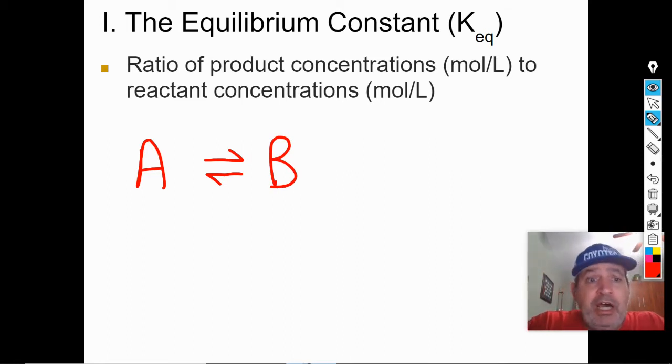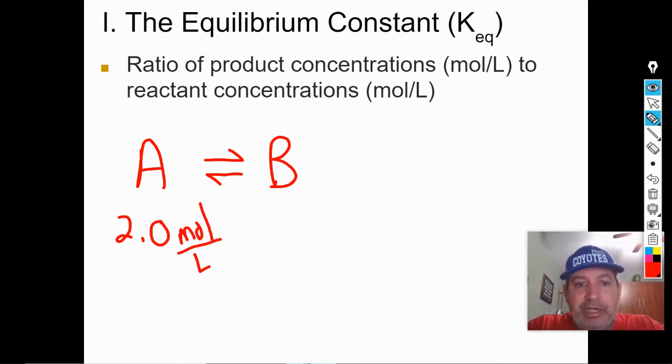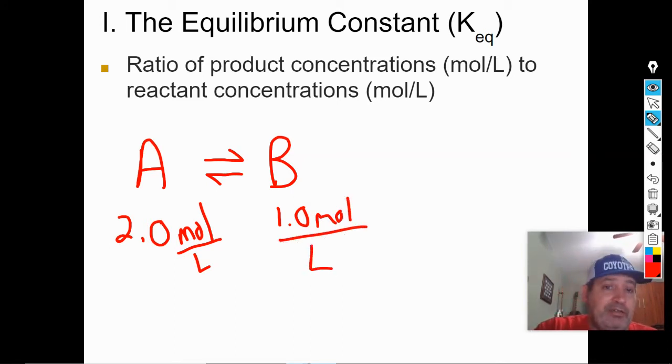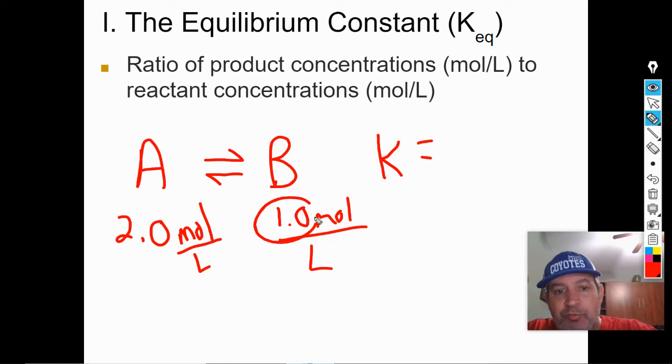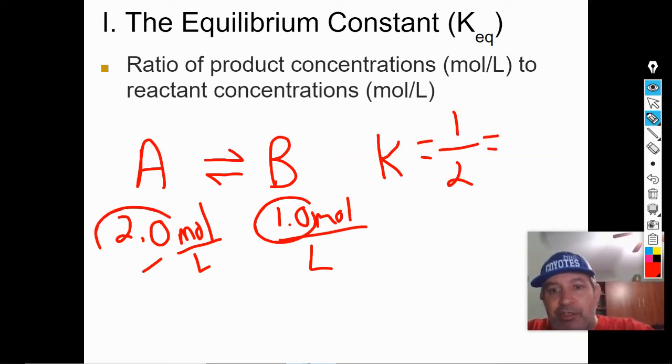And so let's say at equilibrium, we have 2 moles of this per liter, and we have 1 mole per liter of that, of B. And so what we're saying is we're looking at the ratio of those. So if I plug it in, K equals B divided by A, which would be, in this case, a 1 divided by a 2. And so the K value would be 0.5 in this case.